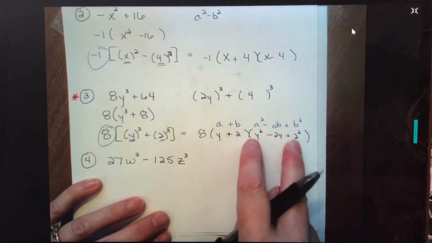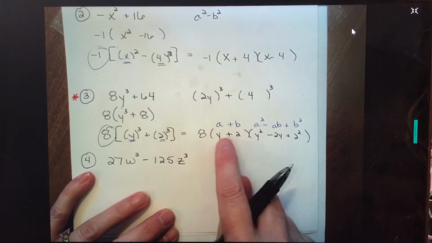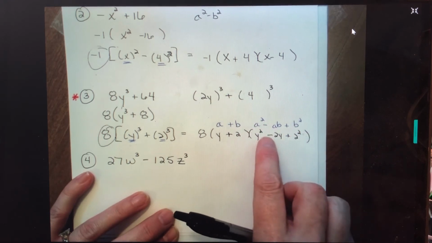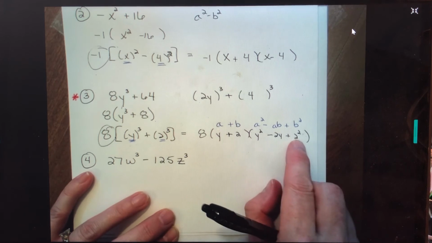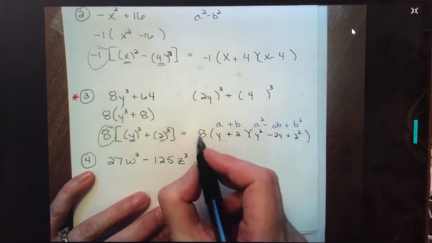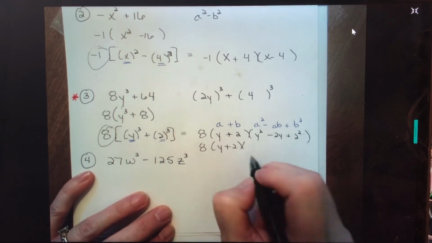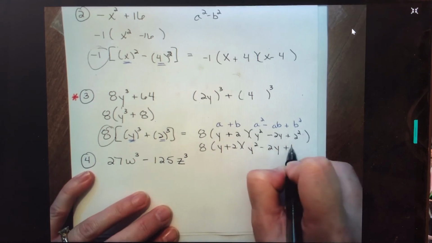So this intermediate step is great for beginners, and then on the next step you can look at, particularly at this trinomial, at these terms, and decide, is there any math I need to do? And 2 squared, that's 4. So we're actually going to write that as a 4. So the answer would be 8 times y plus 2 times y squared minus 2y plus 4.